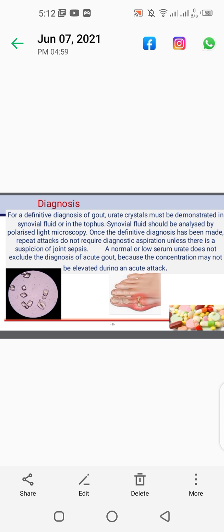Diagnosis. For a definitive diagnosis of gout, urate crystals must be demonstrated in synovial fluid or on the tophus. Synovial fluid should be analyzed by polarized light microscopy. Once the definitive diagnosis has been made, repeat attacks do not require a diagnostic aspiration unless there is a suspicion of joint sepsis.